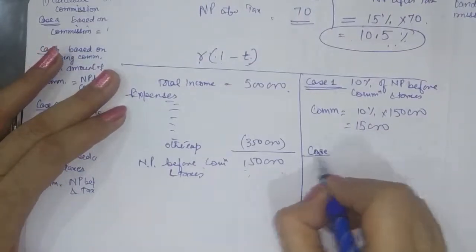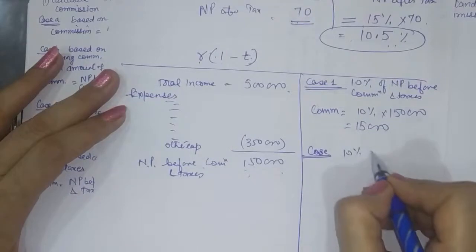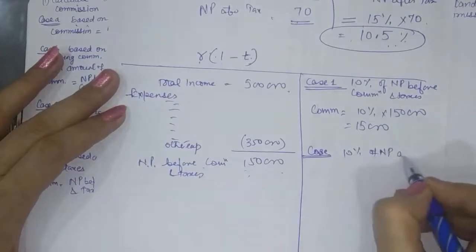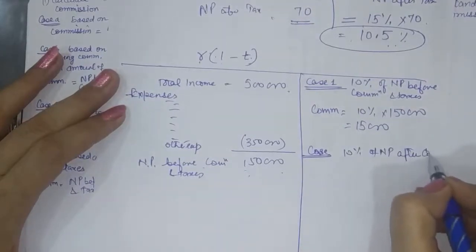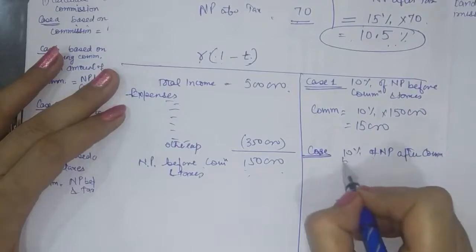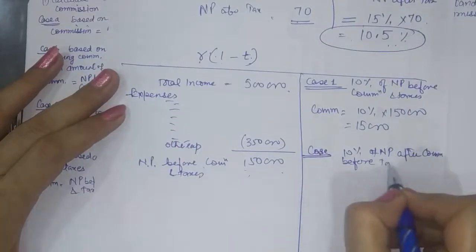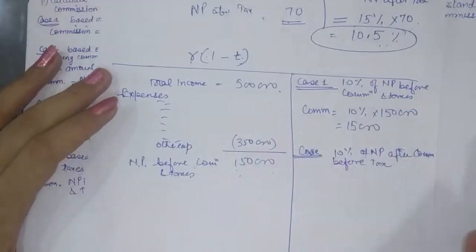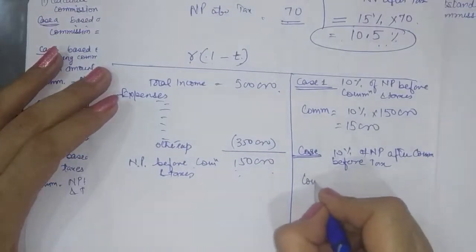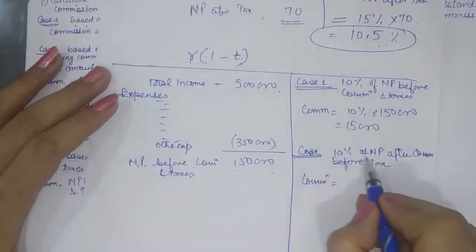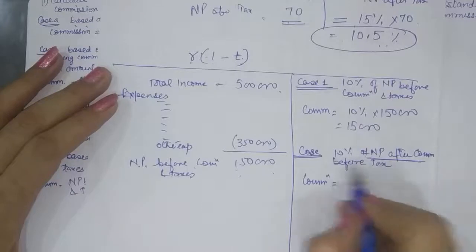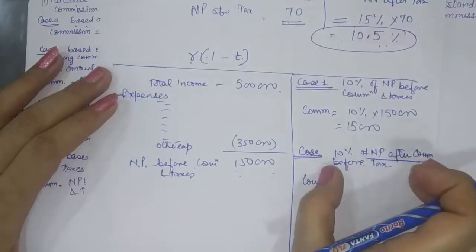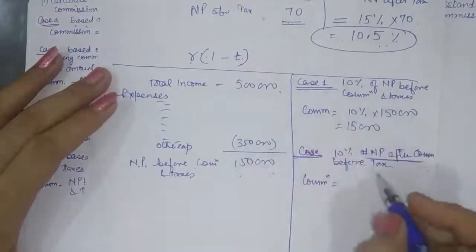Second case is the same 10% commission, but now it is after charging the commission but before taxes. So taxes we are not to consider, right? So commission is going to be, since it is profit after commission, 10% of the profit after commission, so this percentage will now be changed, base will be changed.